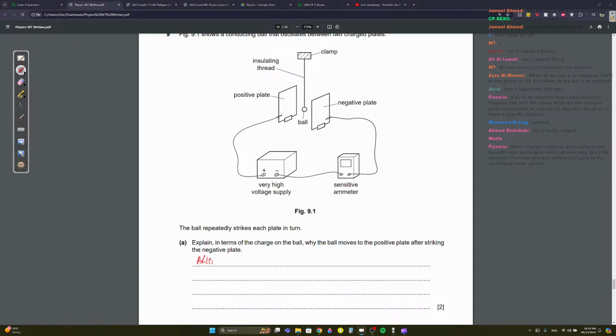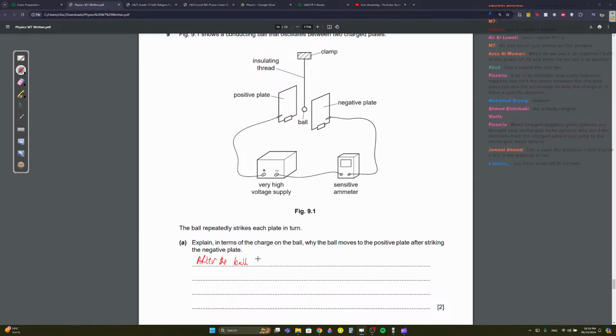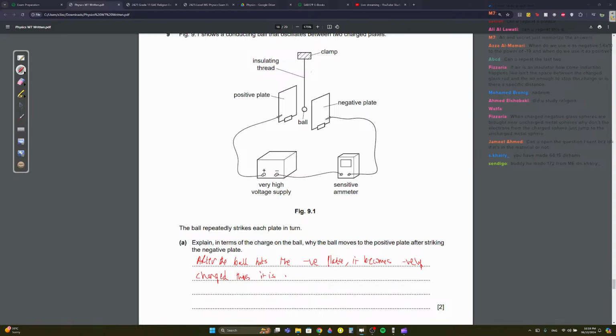After the ball hits the negative plate, it becomes negatively charged, thus it is repelled from the negative plate.